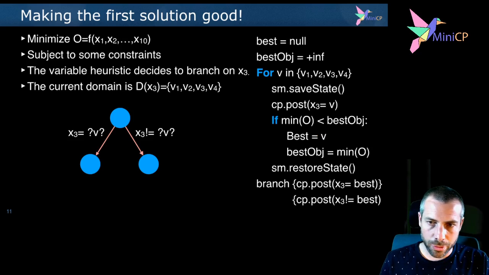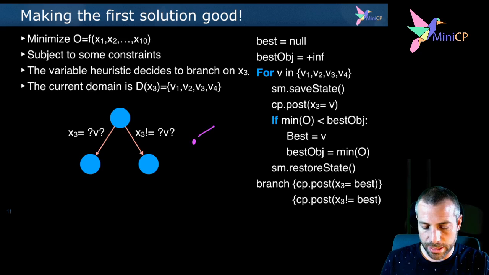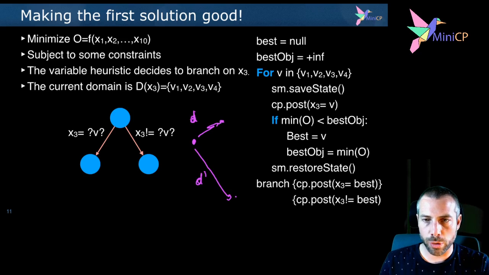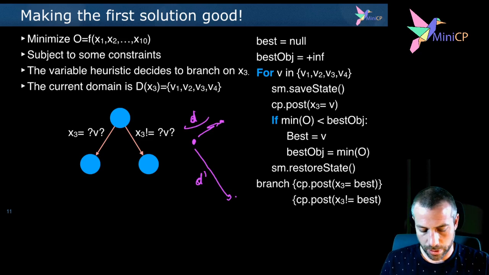And this exactly corresponds to the greedy heuristic, right? If you remember the TSP, you have the choice between this successor and this successor. If you take this successor, you will increase the lower bound by this distance, and if you take that one, you will increase the lower bound by d prime, which is larger. And so you will prefer to branch first on this one, which is the closest successor. And this is exactly what we are doing here.